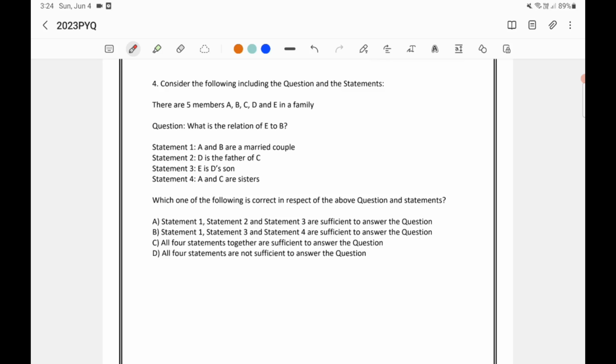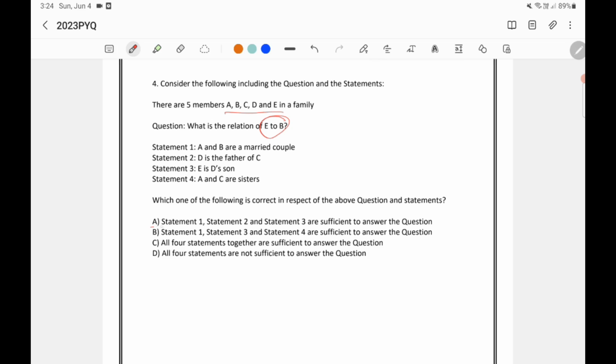Consider the following, including the question and the statement. There are 5 members A, B, C, D and E in a family. So the question is, what is the relationship of E to B? How E and B are related? Now there are 4 statements given. Now the question is, how many statements are required?